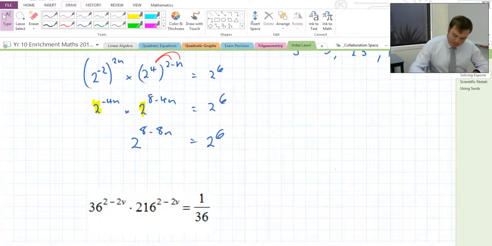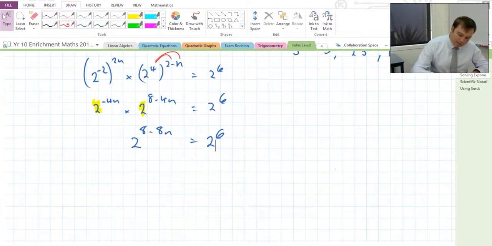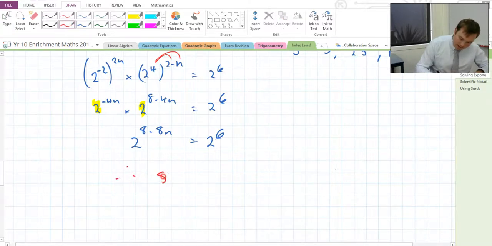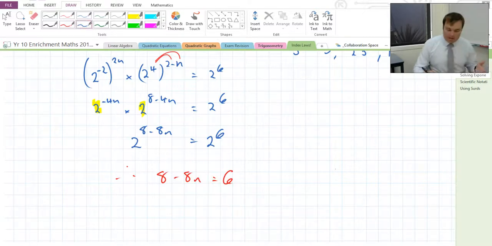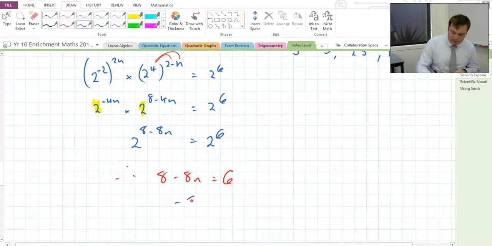Now, we have the same base, so we can equate the powers. Therefore, we can say 8 take 8n is equal to 6. Then it's a matter of solving that. Take 8 from both sides, minus 8n is equal to minus 2.